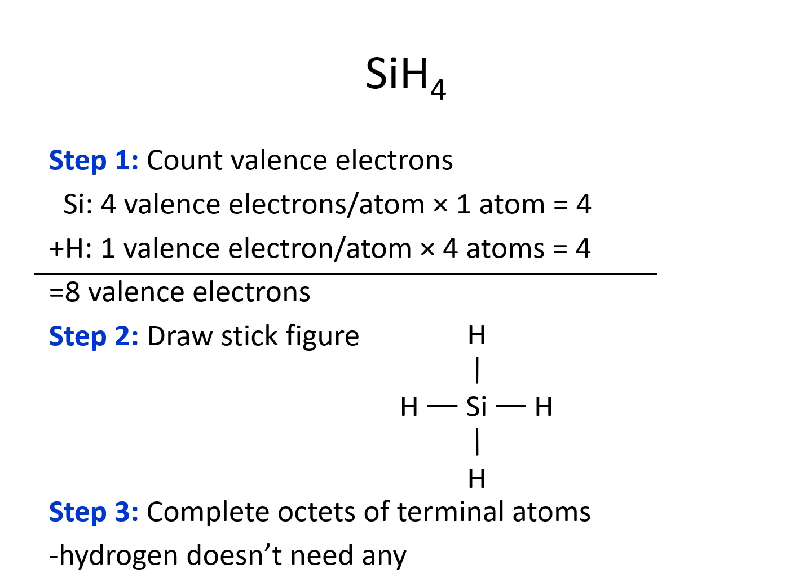Step 2. Draw the stick figure. Silicon must be in the center because hydrogen can never be the central atom. We connect silicon to the hydrogens with single bonds. Step 3. Complete the octets of the terminal atoms. Hydrogen already has the 2 that it wants, so we will not give it any lone pairs.